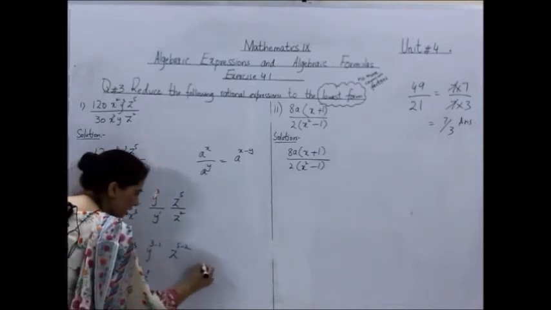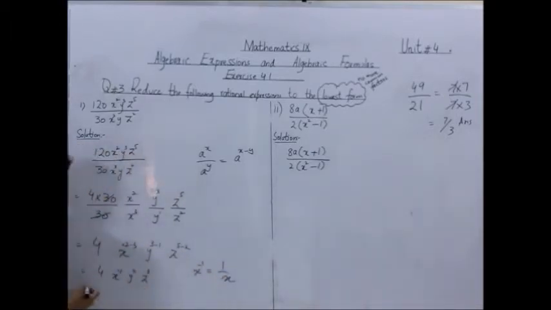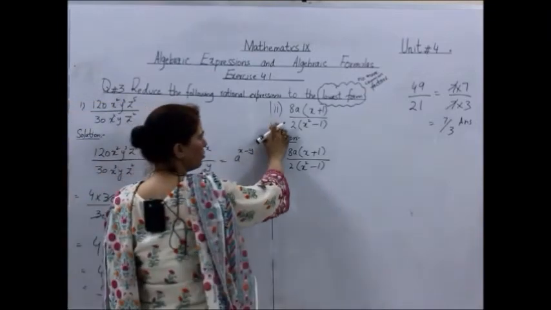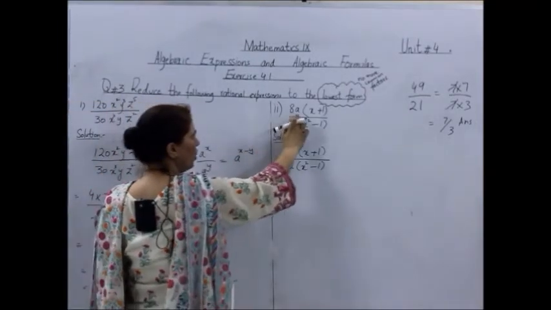As you know, x to the power minus 1 means 1 by x, so this is your reduced form. We cannot reduce 4 anymore because there is no more number in the denominator, and you have no more common factors among the variables y, z and x, as well as this 4. So this is the lowest form of this question. Okay, come to the next question, question number 3 part 2.